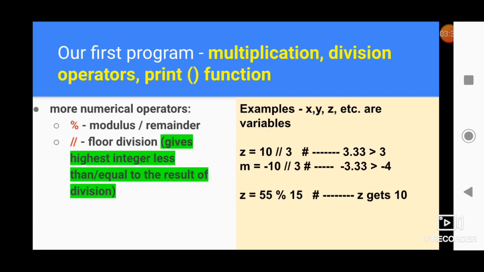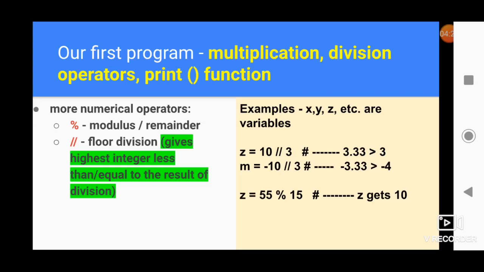Further, we have two more operators which are important. The first one is represented by the percentage symbol. It is called the modulus or remainder operator, and the second one is the floor division operator, which is represented by two forward slashes. Now the work of the floor division operator is as follows. It divides one number by another, but instead of giving the fractional, true real number result of the division, it gives the highest integer which is less than or equal to the result of the division.